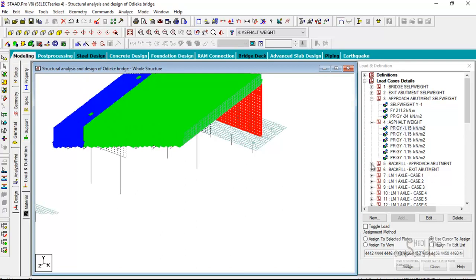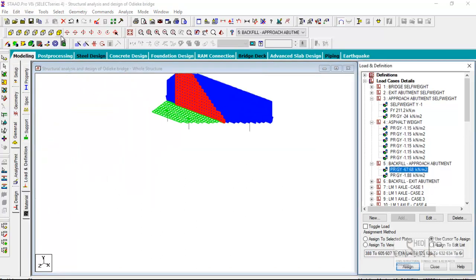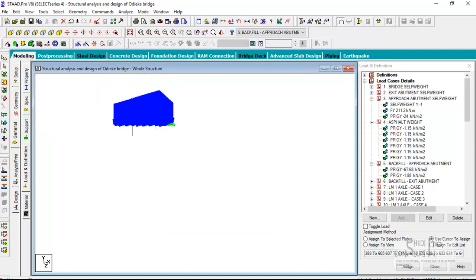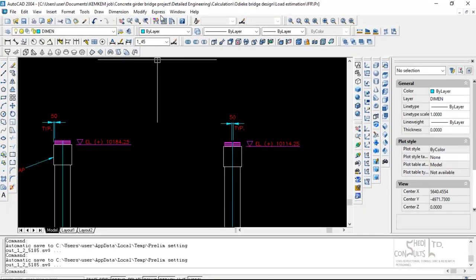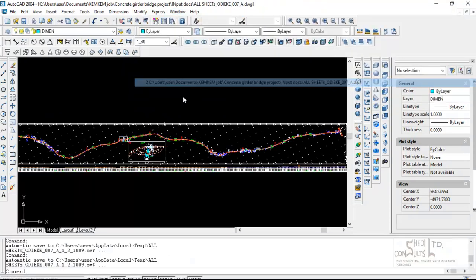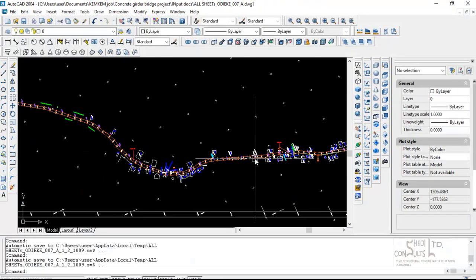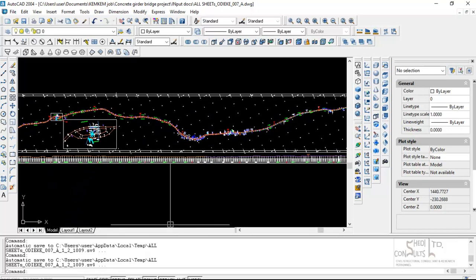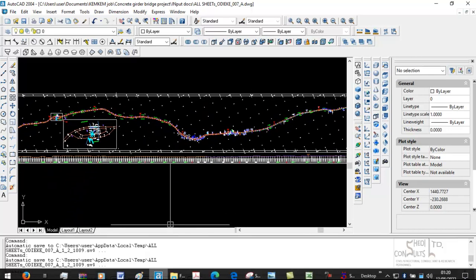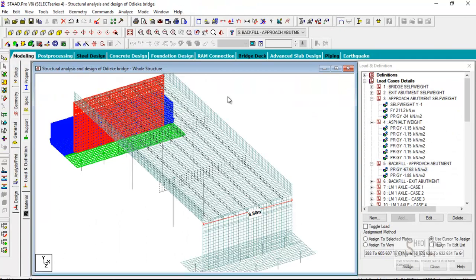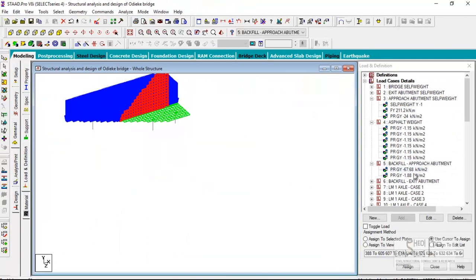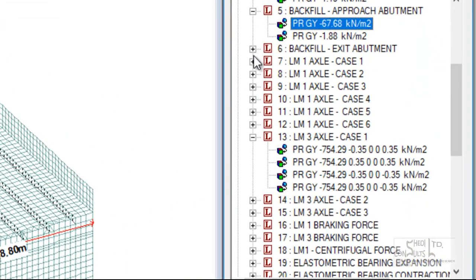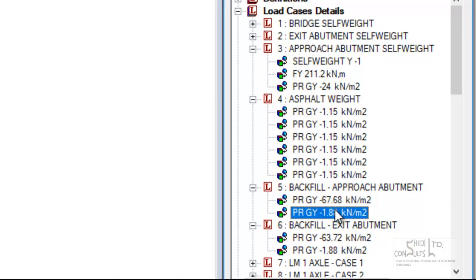Now, this is the backfill, the embankment backfill. It's going to be filled with cohesionless soil. The terrain is very low. Like I referred to originally, I told you that the geomatics will have to be looked at, and from that we have the terrain elevations and all of those. And then we use that to set out your geometric design of the bridge. So this is the approach abutment, this is the backfill, and that's the backfill on the exit abutment.